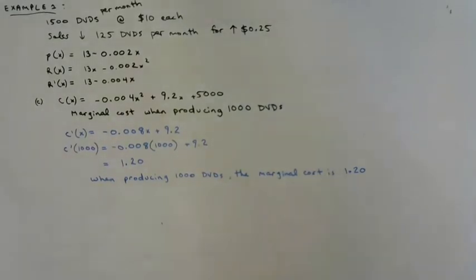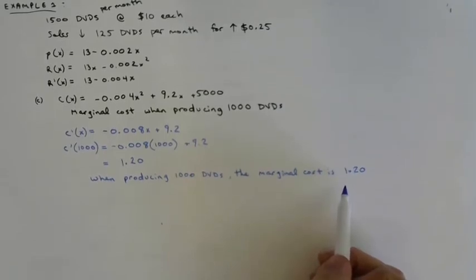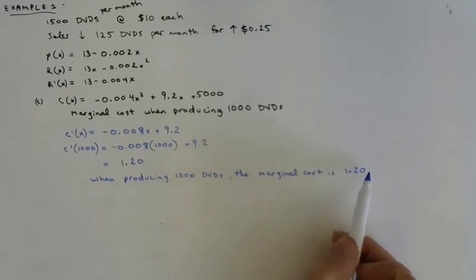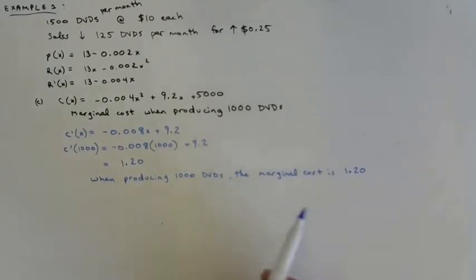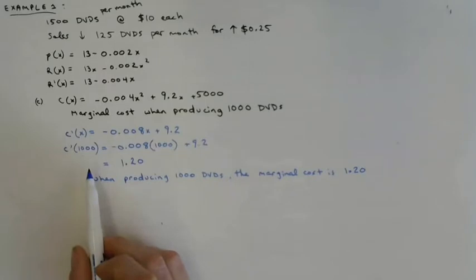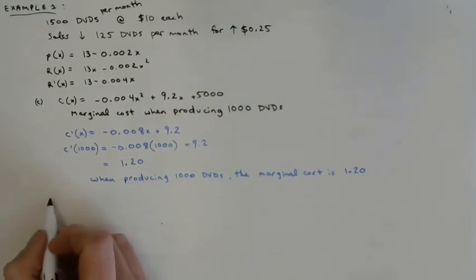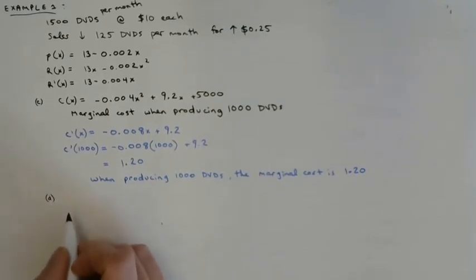So, and nice. That's the rate of change of the total cost. So this essentially is the cost of producing the thousandth DVD-ish. So it's the rate of change of that. But we can find out exactly what the cost of the thousandth or the 1001st DVD is, and that's what we have to do in D.